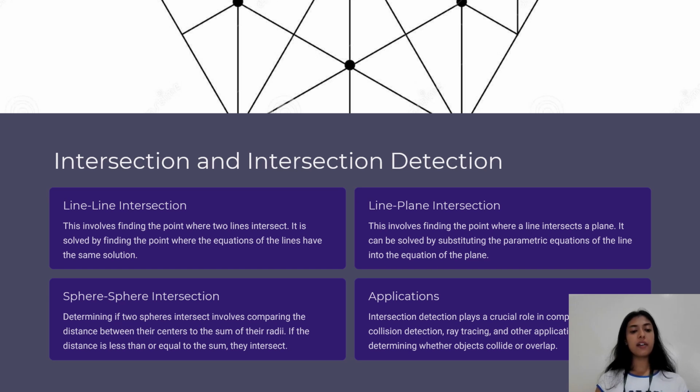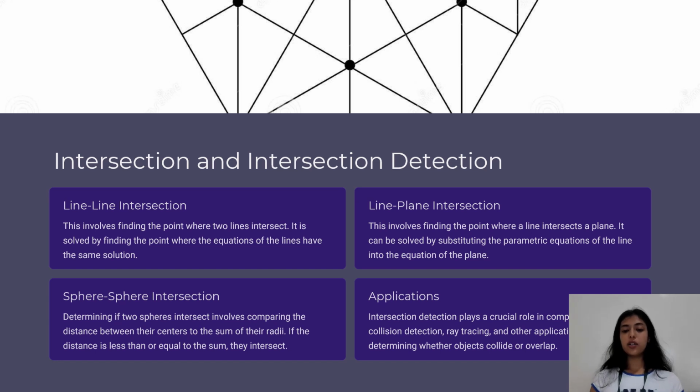It is solved by finding the point where the equations of the lines have the same solution. Line-plane intersection involves finding the point where a line intersects a plane. It can be solved by substituting the parametric equations of the line into the equation of the plane. Sphere-sphere intersection. Determining whether two spheres intersect involves comparing the distance between their centers to the sum of their radii. If the distance is less than or equal to the sum, they intersect.